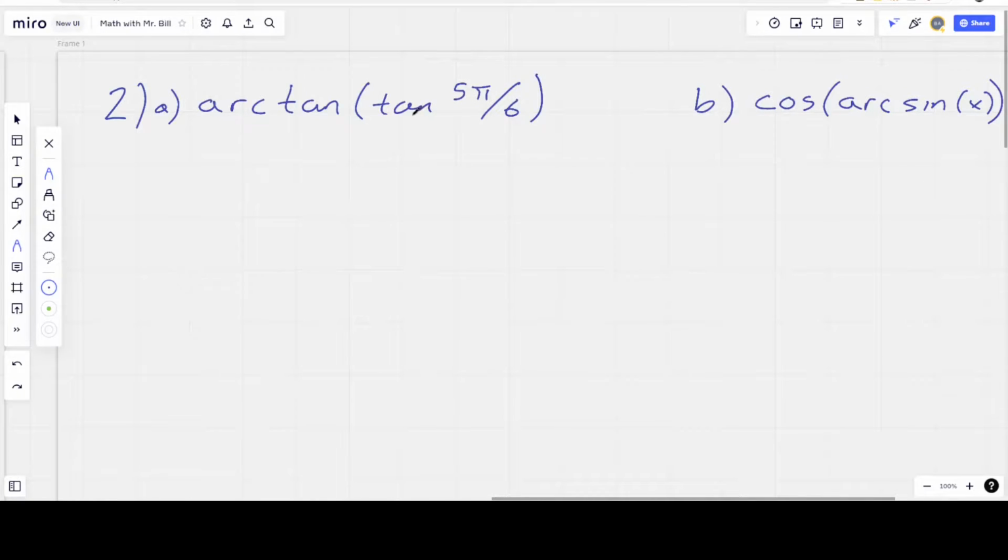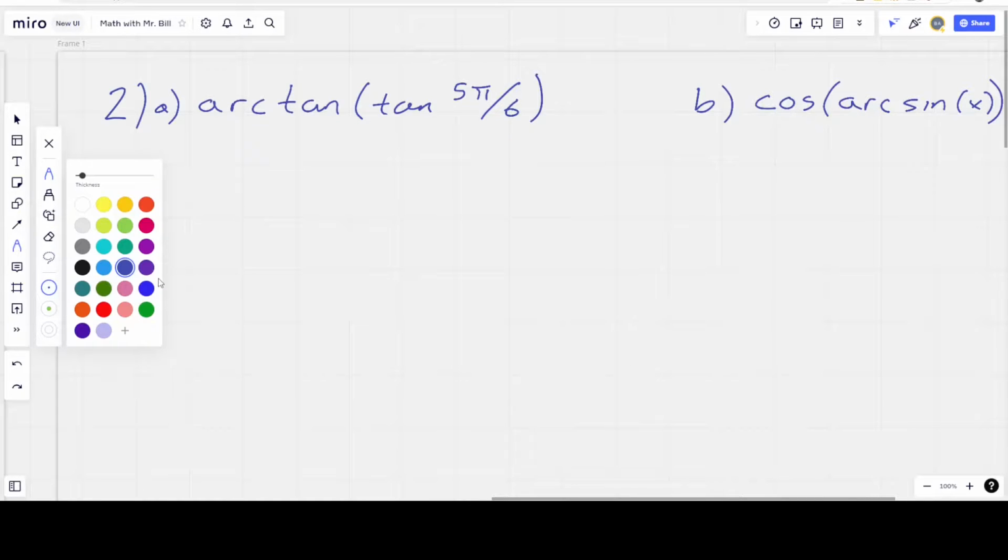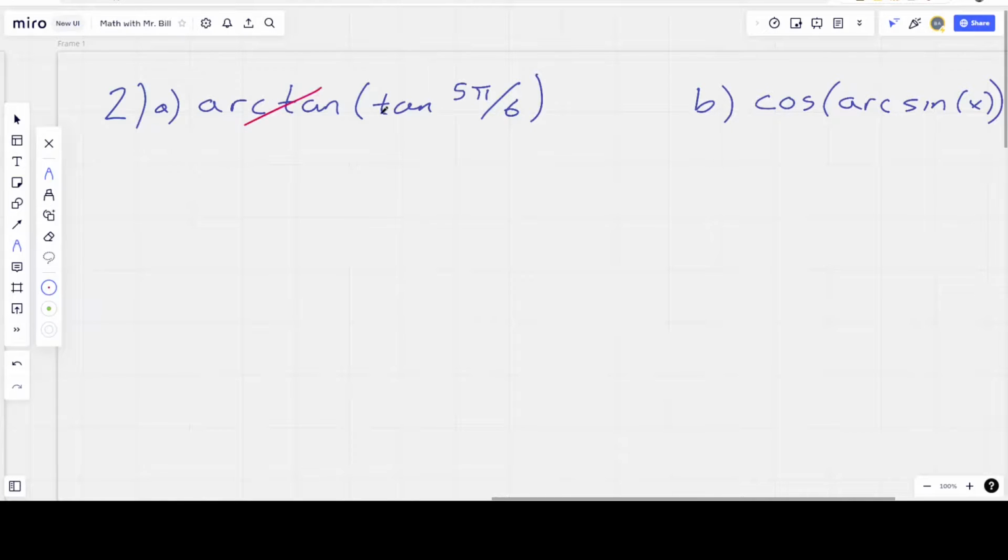over 6. Now, at first glance, it may look like, hey, isn't arctangent the inverse function of tangent? Can't those two just cancel like this? And we just end up getting 5 pi over 6? And the problem is that the arctangent function is limited in its range. And the two functions don't cancel each other out necessarily. They can't. So we have to work within the range of arctangent.